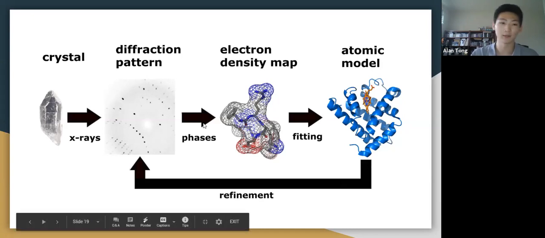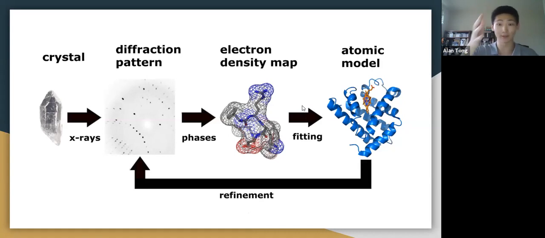There's some refining going on, but at the very end, you will get yourself some kind of protein structure. That's how it works. Right? That's how X-ray diffraction works.